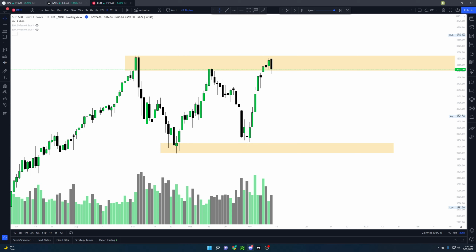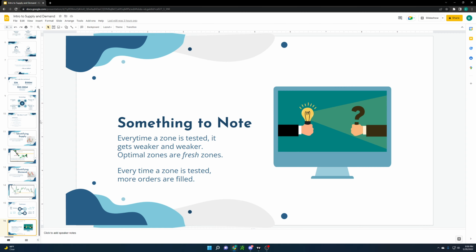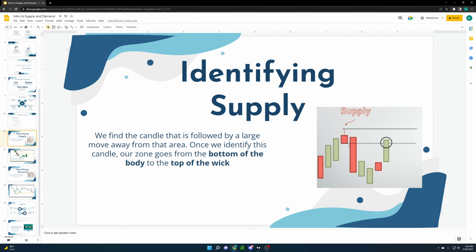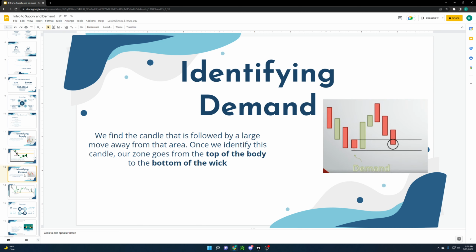Yeah, those lines are valid for your broadening formation, and that zone's fire. For supply, it's top of the wick, bottom of the body. For demand, it's bottom of the wick, top of the body. So for your supply zones, it goes bottom of the body to the top of the wick. All right, and for your demand zones, it's the exact opposite. For demand, it is top of the body to the bottom of the wick.